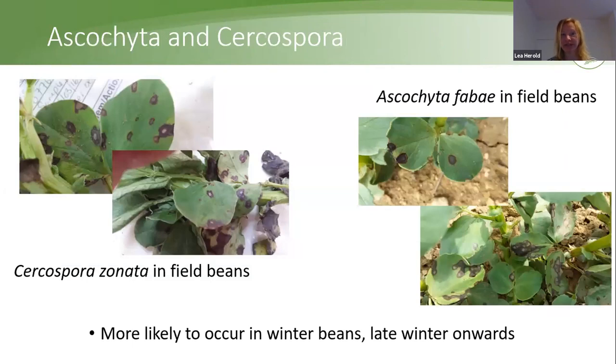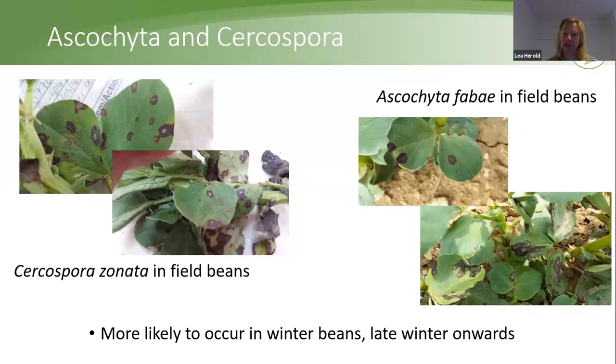As I mentioned before, another disease, or a couple of diseases, are Ascochyta and Cercospora. The reason that I'm mentioning them is that they're basically indistinguishable in the field. On the left-hand side, there are two pictures of Cercospora zonata in field beans. On the right-hand side, Ascochyta fabae. You can see both of them lead to round lesions with circuits in the middle, and then a pale kind of center of the lesion. They both are more likely to occur in winter beans from winter onwards.